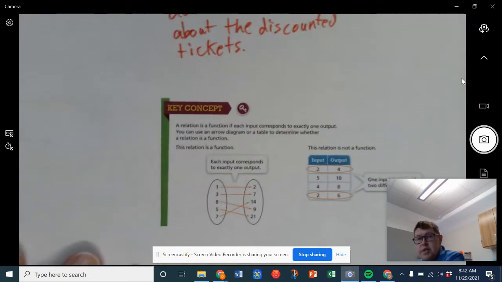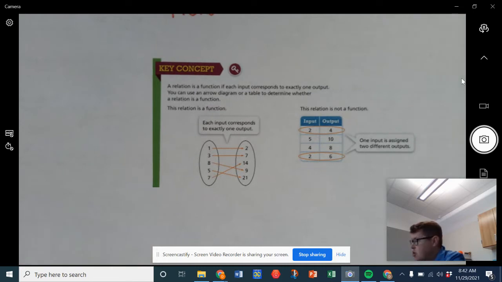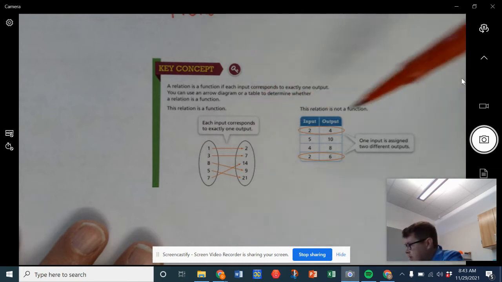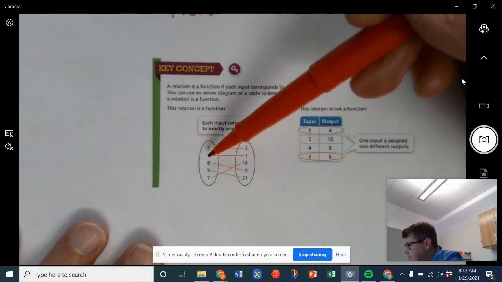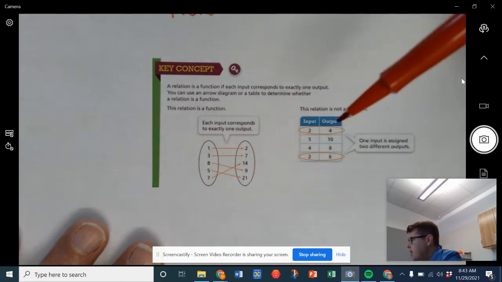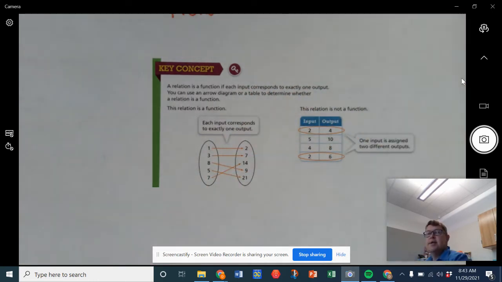Okay, so this is the idea here, right? We want to determine if something is a relation or a function, and how to distinguish between those two things. We can represent this a couple different ways. We can have tables, we can have mapping diagrams or arrow diagrams. I call them mapping diagrams, but I think the book refers to them as arrow diagrams. You can also have them as equations and as graphs.